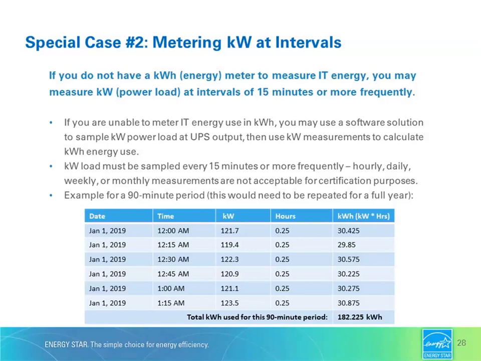Each of these power times time measurements results in a kilowatt hour energy consumption for that 15-minute interval. Those are all added together to get the total energy use for that 90-minute period. Software built into your UPS or installed separately will be able to keep this up for a full year and use this sampling method instead of a direct kilowatt hour energy meter to obtain kilowatt hour energy use for your IT energy meter. That'll be acceptable for purposes of Energy Star scoring and certification, again, as long as you are sampling every 15 minutes or more frequently.